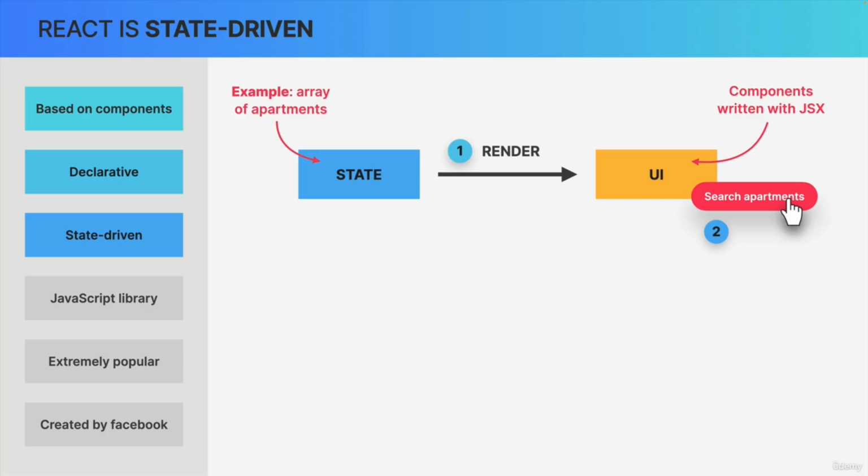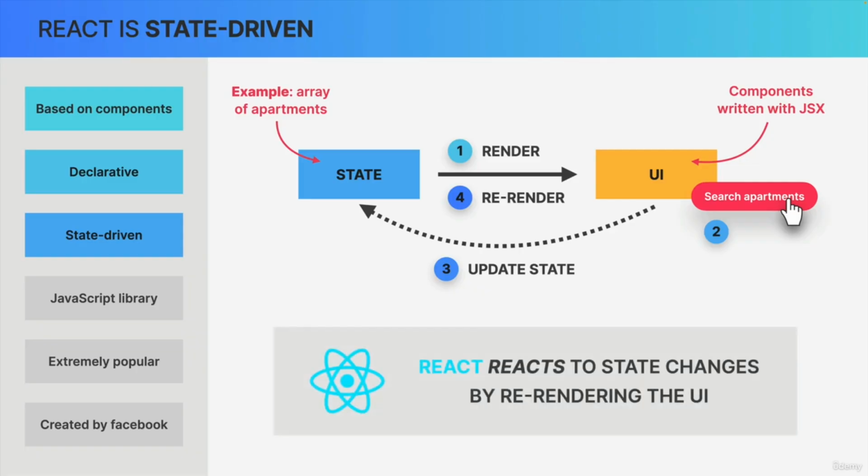And so here comes the interesting part. Whenever the state changes, we manually update the state in our app, and React will then automatically re-render the user interface to reflect that latest state. Or, in other words, React reacts to state changes by re-rendering the UI. And that is, in fact, the whole reason why React is called React in the first place.